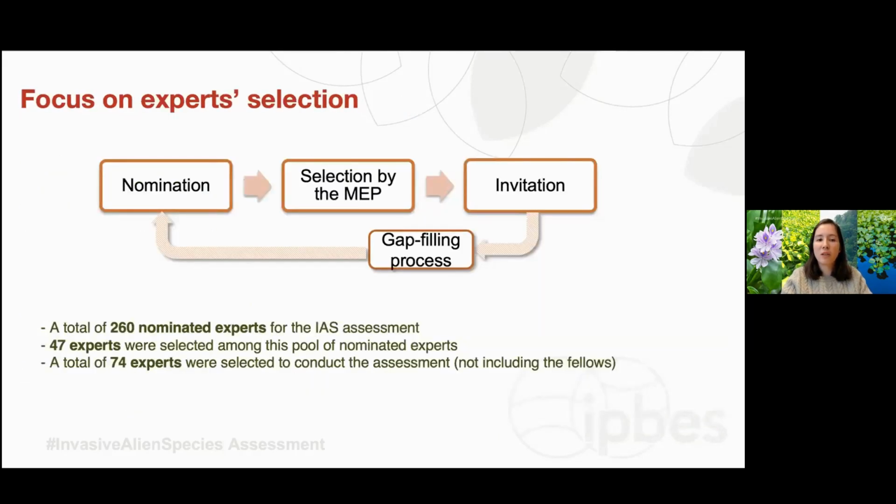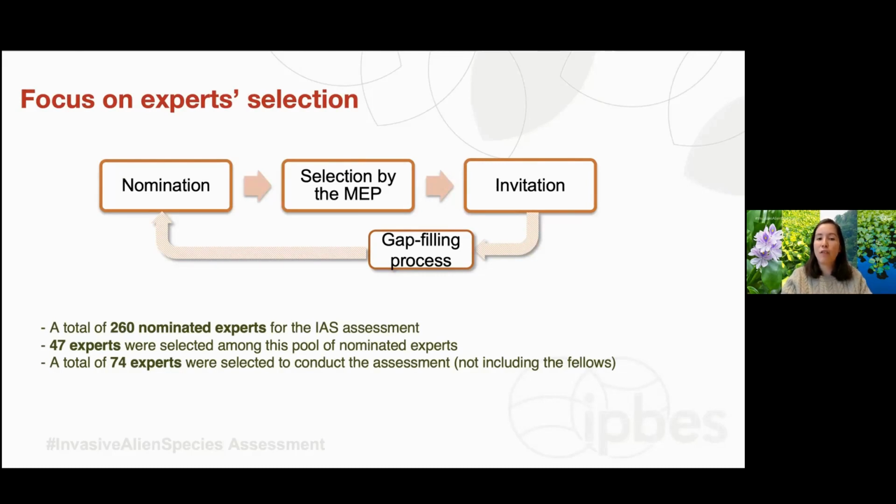Now focusing a little bit on the expert selection. Any individual that is qualified and interested can apply to participate in an assessment as an expert. They would need to be nominated by their government or their organization. Once we have gathered this nominated pool of experts, we had 260 for the invasive alien species assessment, the MEP, the Multidisciplinary Expert Panel, will select the appropriate number of experts.